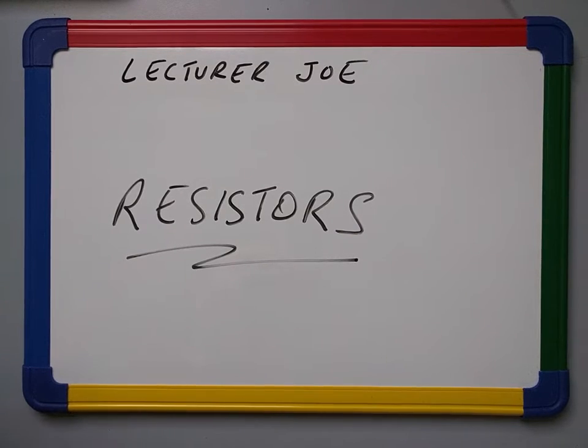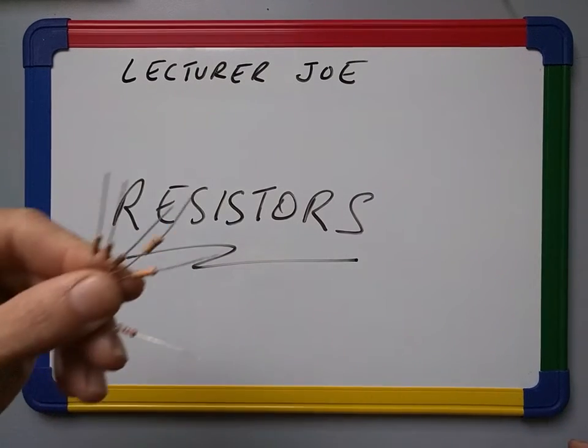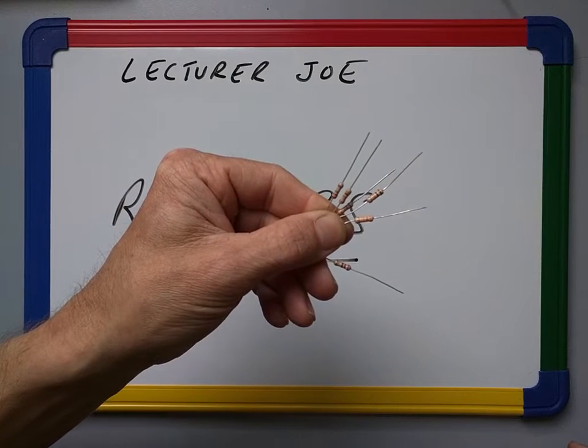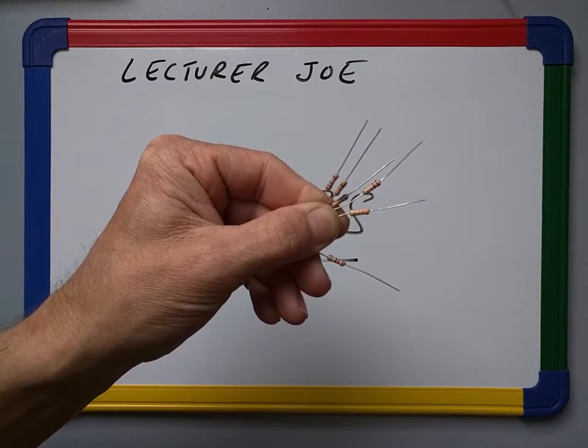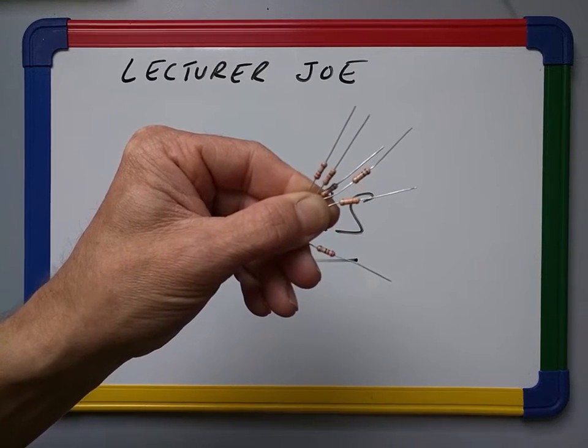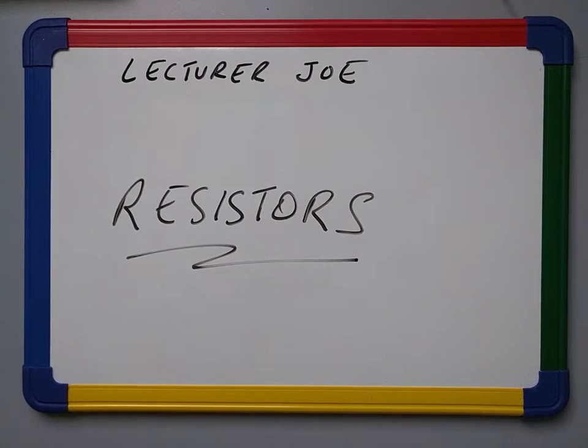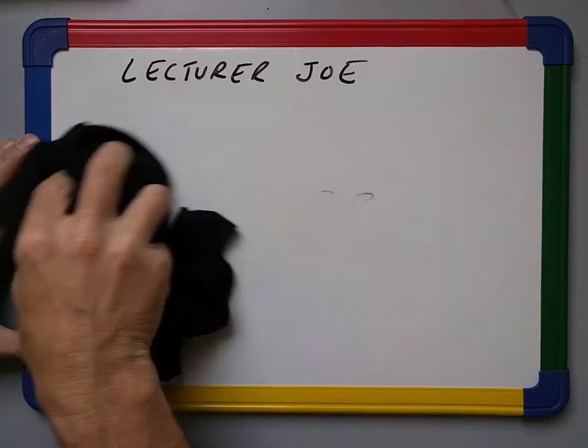Today we're going to be looking at one of the most common electronic components, and that is the resistor. So this is what they look like in practice. These are some of the larger ones we get within our electronic circuits. So let's take a look at what these things are for.